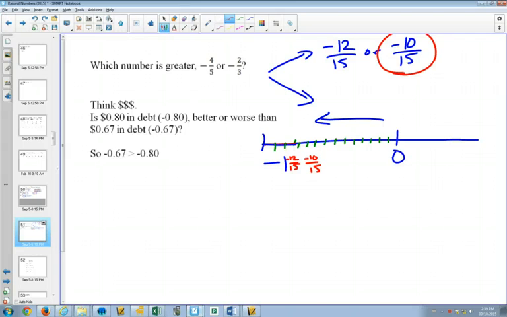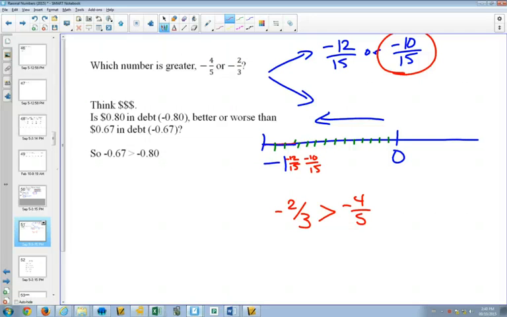But negatives blow your mind sometimes. Just like negative 10 is bigger than negative 12. Even though 12 is a bigger number than 10, when you're doing negatives, it's still farther to the right. So we would say that negative 2/3 is bigger than negative 4/5.